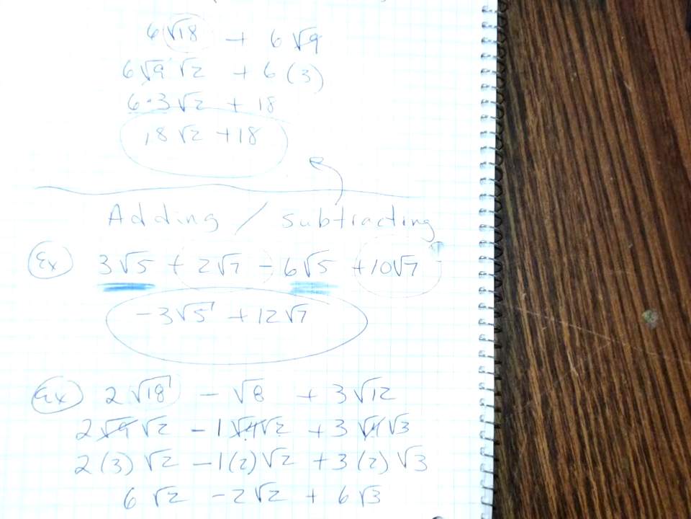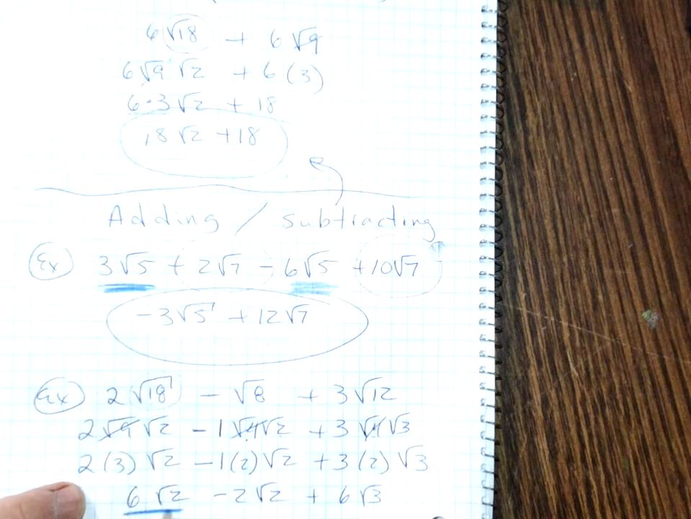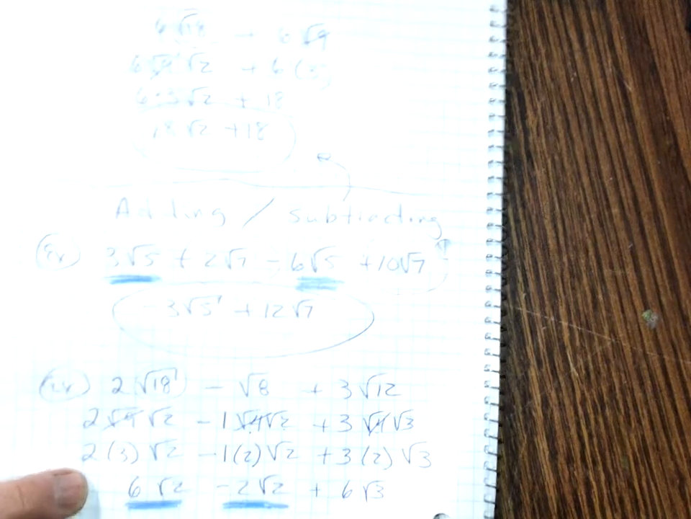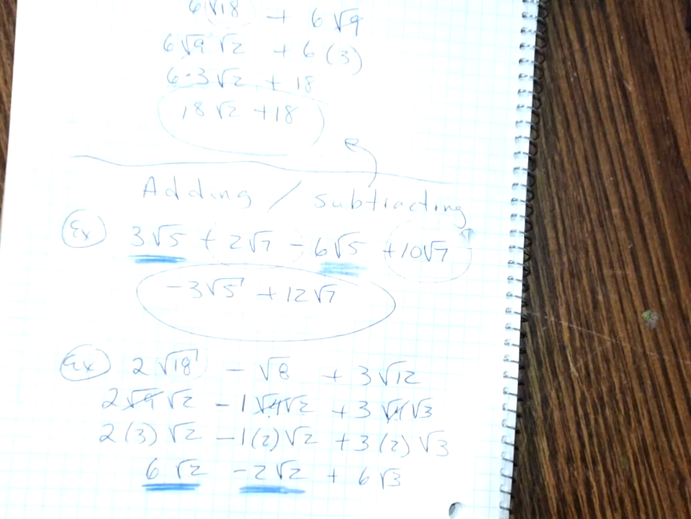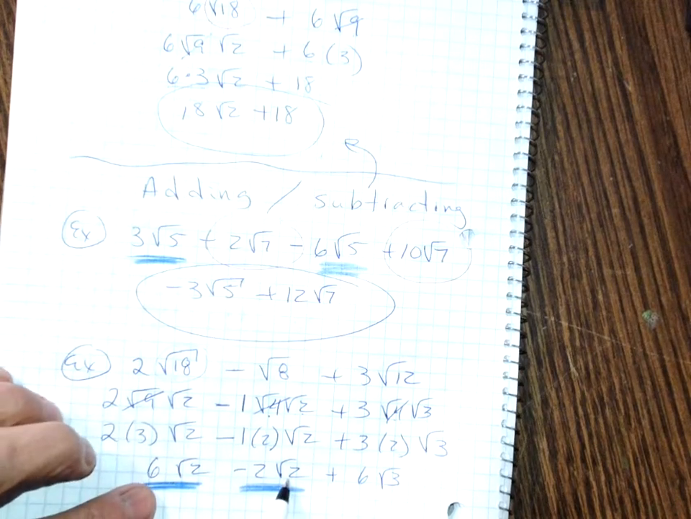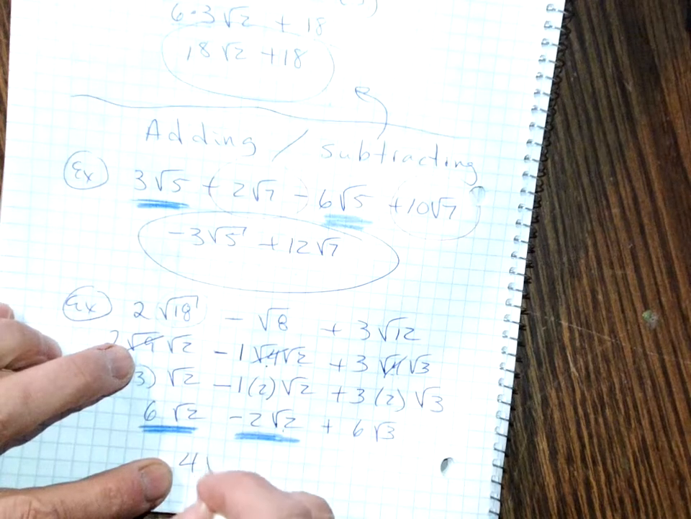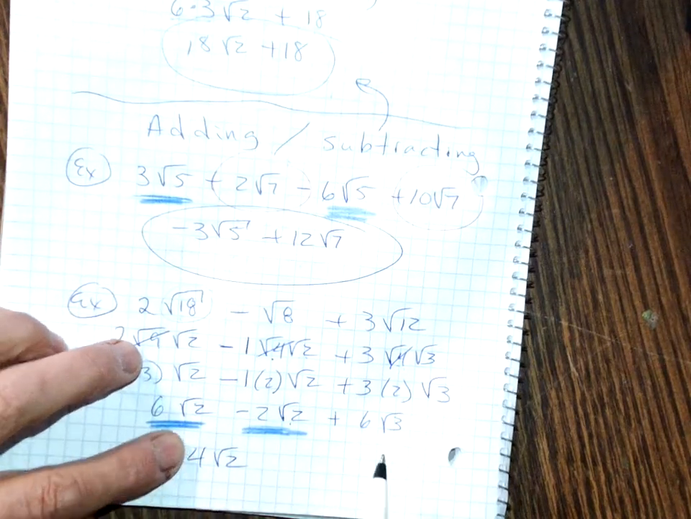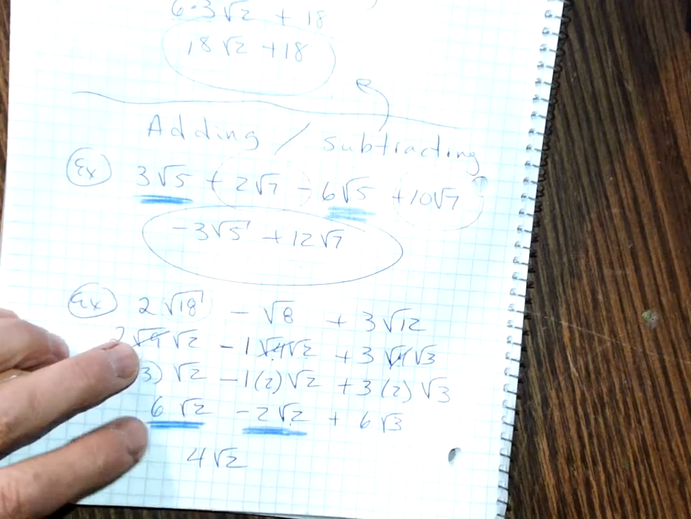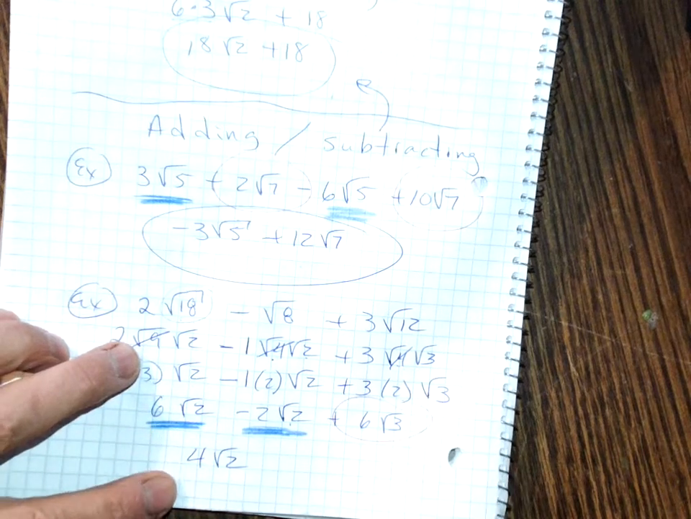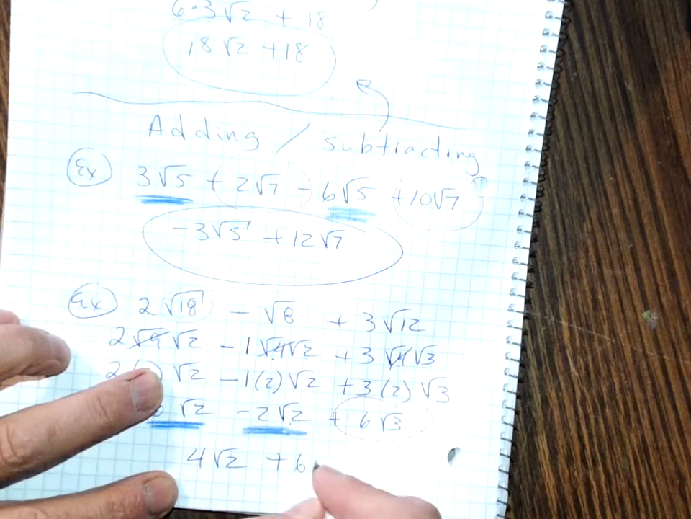Let's see. Looks like these two are the same. So I can subtract these two. 6 square root of 2 minus 2 square root of 2 is just going to make a 4 square root of 2. And then the 6 square root of 3 is different. It's different. So we just bring it down. Plus 6 square root of 3.